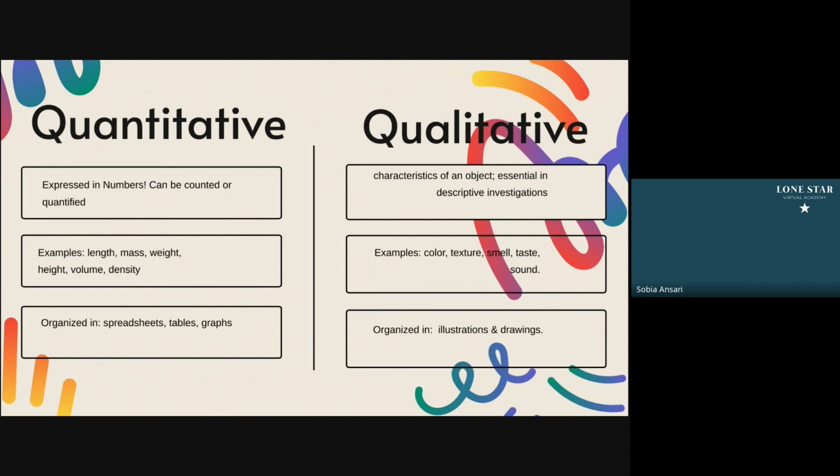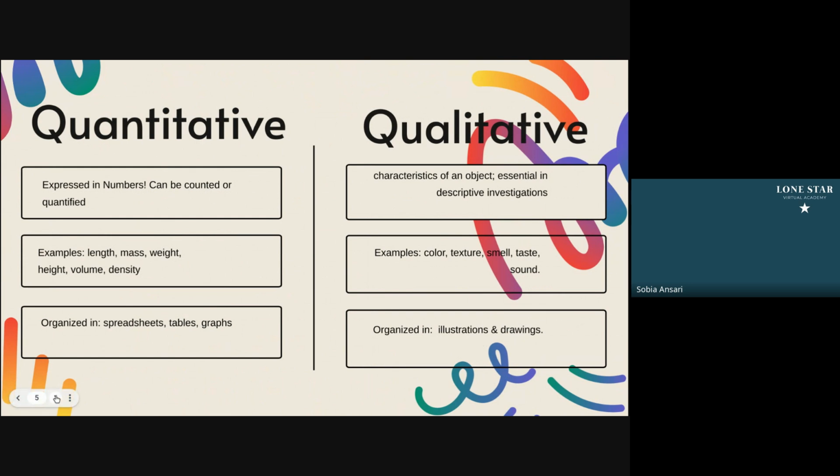Qualitative are going to be characteristics, and these are a very good part of descriptive investigations. This is not something that you can always count. So this is going to be something that you can touch, smell, taste, hear, or maybe even describe the color, and these are usually going to be organized in illustrations or drawings.